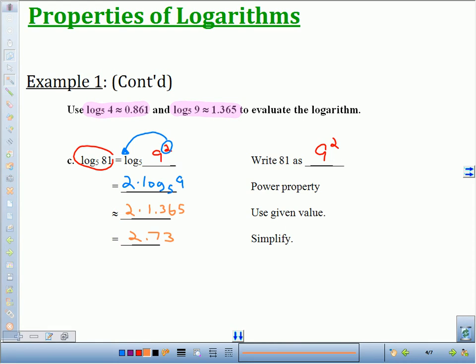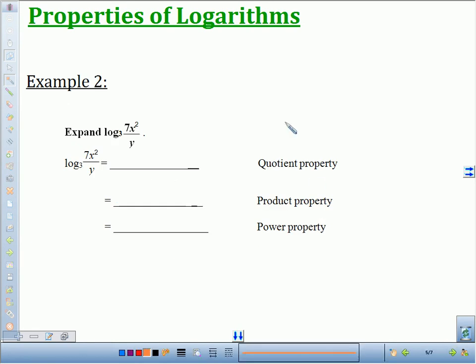So that's how we can use the properties to simplify or evaluate a logarithm, assuming we know a couple of values. We might also be asked to use the properties to either expand a logarithm or to condense it. Let's start with expanding a logarithm. When we expand a logarithm, we want to take all the stuff that's going on in this logarithm and break it down into its individual parts to get a series of logarithms being added or subtracted, and so on and so forth.